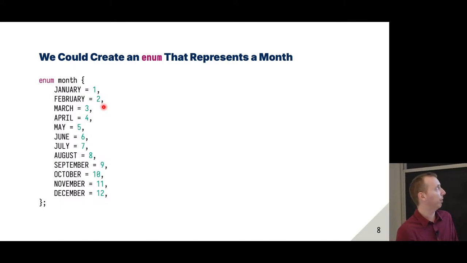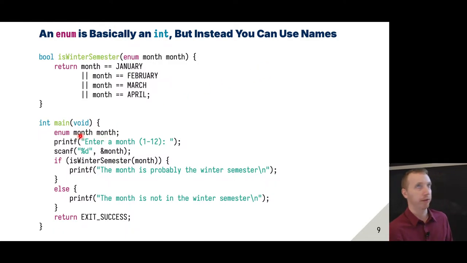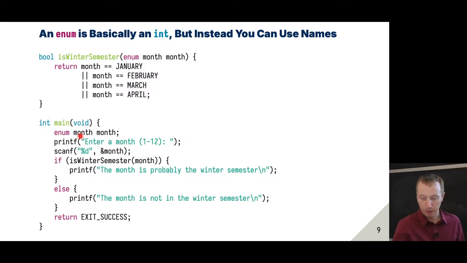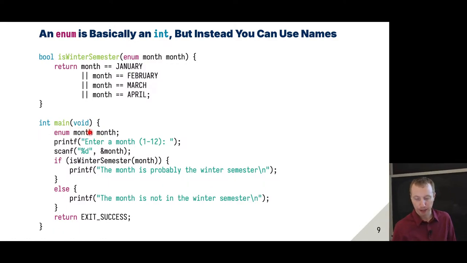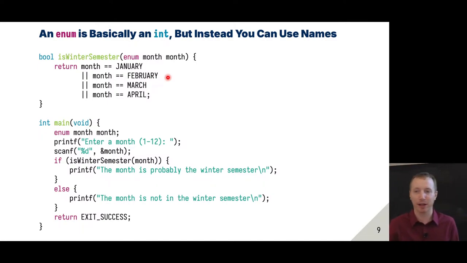I could do this without an enum, it just helps you read your code a bit better. It's basically an int, and how I would use it is, instead of declaring the type as int month, I could just use enum month, and then that is the type. I could also just call my variable month if I want to not be creative. And why would I do that? Because if I write a function like this, it reads a bit better. You can actually understand what I'm talking about.